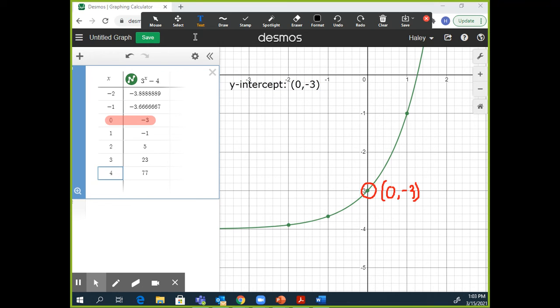Now, if we wanted to find the horizontal asymptote, all we need to do is look in the original function that we started with. So here's our function, 3 to the x power minus 4. The horizontal asymptote is always going to come after the x. So after the x, we have a negative 4. So our horizontal asymptote is negative 4.